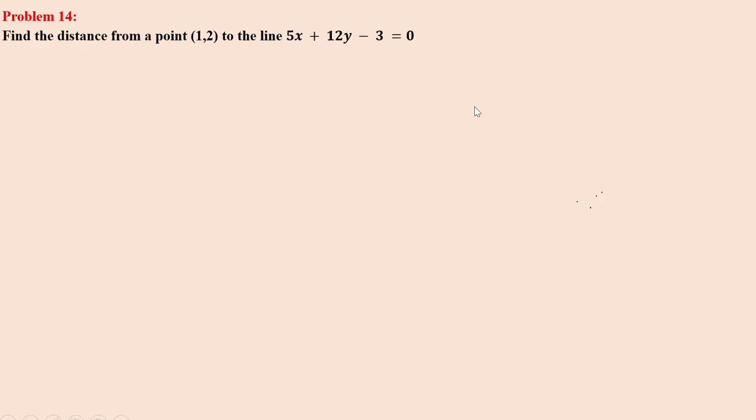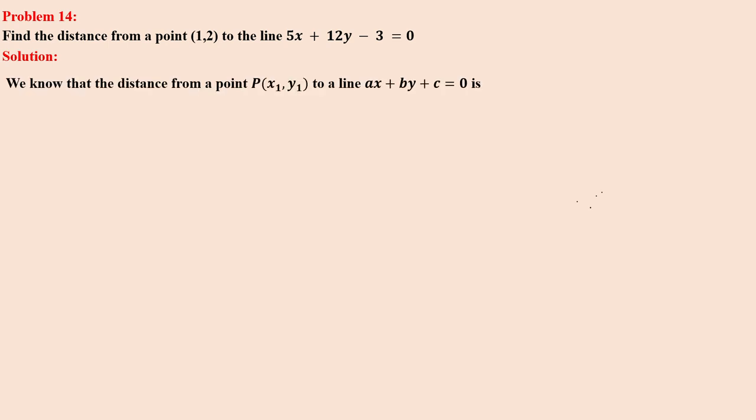Next problem. Find the distance from the point (1, 2) to the line 5x + 12y - 3 = 0. We know the distance from a point (x1, y1) to the line ax + by + c = 0 is d = |ax1 + by1 + c| / root of (a square + b square).